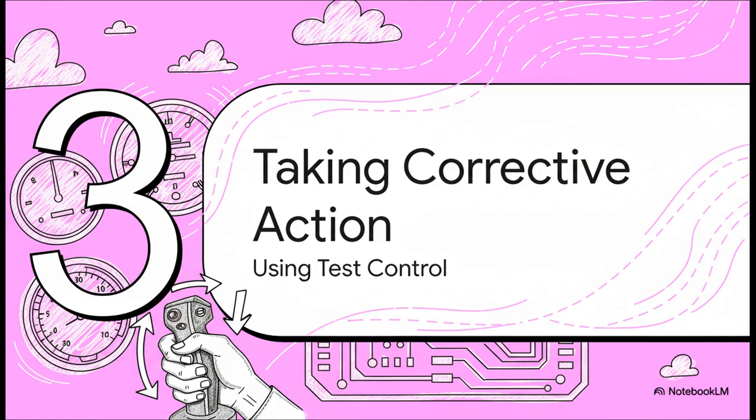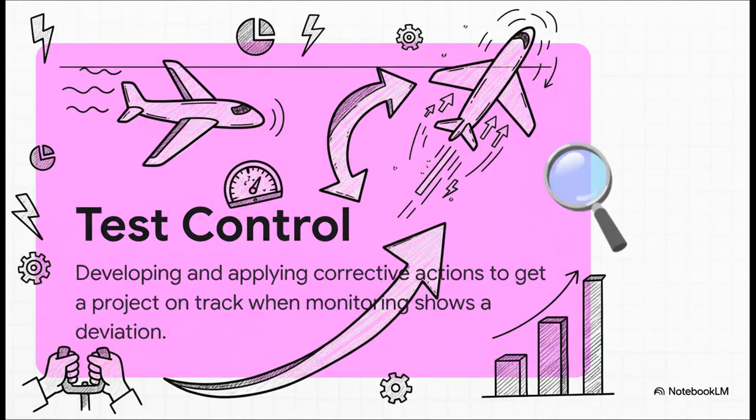This is test control. So, what is test control? The ISTQB says it's the activity of taking corrective action whenever your monitoring shows you're off course. It's that simple. If monitoring tells you you're losing altitude, control is the act of pulling back on the yoke to climb. It is the doing part of this whole cycle.